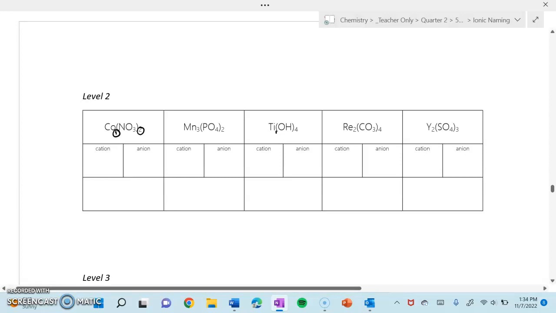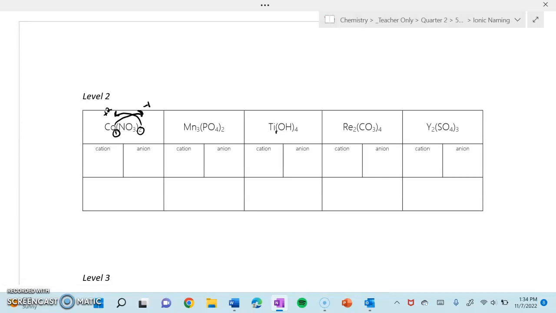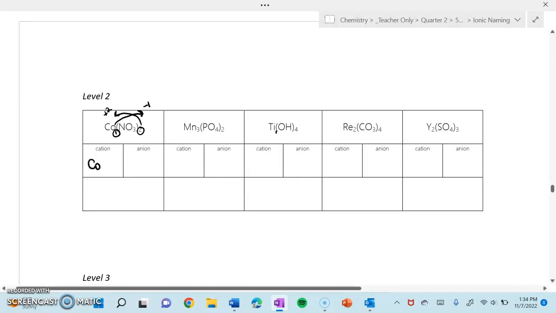Do not touch this 3 on the nitrate. It's always part of the nitrate. So when you crisscross these, +2, -1. It's the exact same process as level 1, but just paying attention now to parentheses. And do not touch subscripts that are part of the polyatomic ion inside of that parentheses. So this is Co +2, NO3 -1.